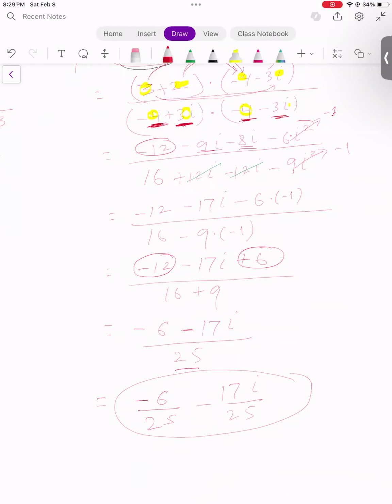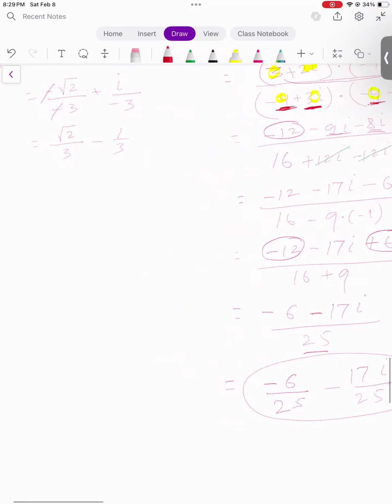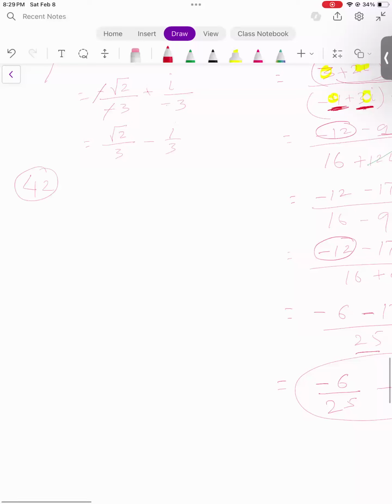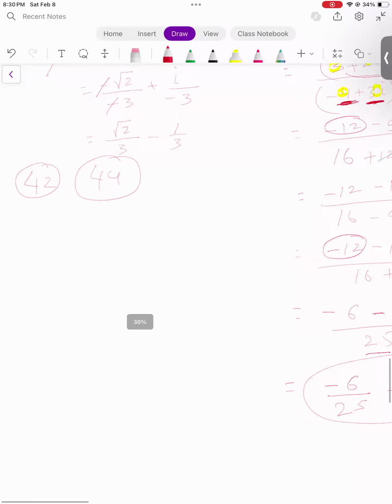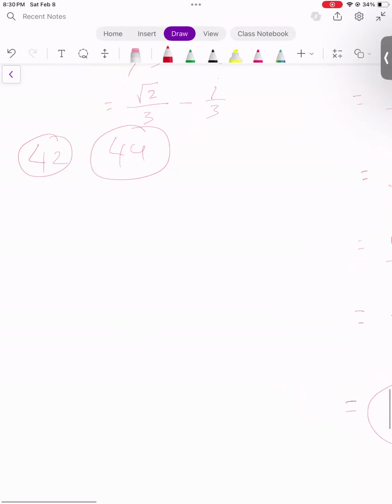Okay, now let's go to 42 and 44. This is the next section, 1.4. So we have 42 and 44. 42 and 44 are very much similar, and I will do one out of these two. Pick which one you want me to do, 42 or 44? Does anyone have any preference here? 44, please. Okay, let me do 44.